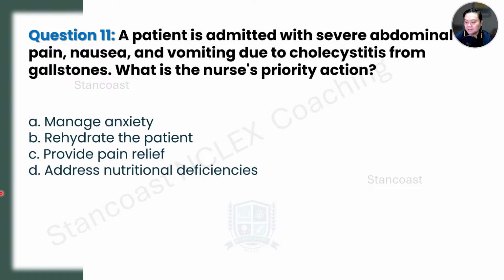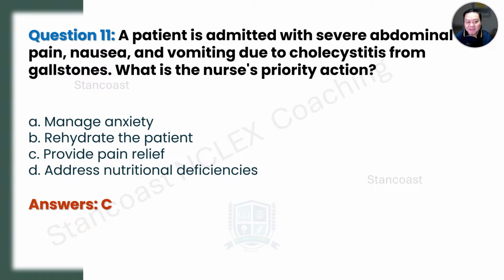A, manage anxiety. B, rehydrate the patient. C, provide pain relief. D, address nutritional deficiencies. Your patient is having severe abdominal pain, nausea, vomiting due to cholecystitis from gallstones. Which of these 4 options is something that you can resolve right there and then? That is letter C, provide pain relief.